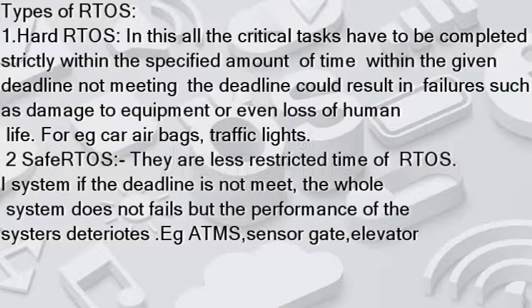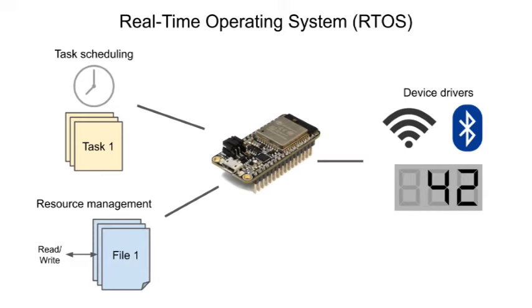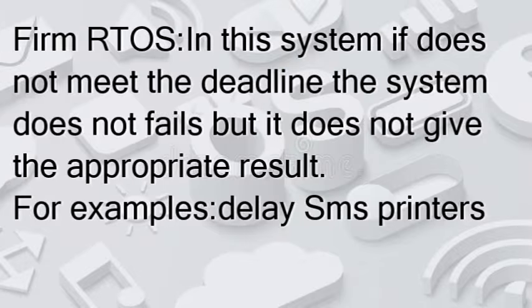The third type we have is the firm RTOS. In this system, if the deadline is not met, the system does not fail, but it does not give the appropriate result. In this type of system, a little stretch is tolerable to meet the deadline. Examples are delayed SMS sending and printers. Whenever you give a print command, it takes a while to print. Maybe there could be errors in the printer, like an ink error or the page not being set up. These are some examples of firm RTOS. It will not lead to a failure, but it will not give an appropriate result.